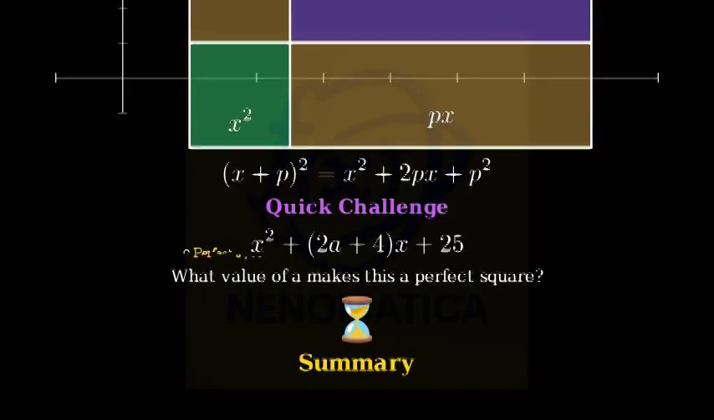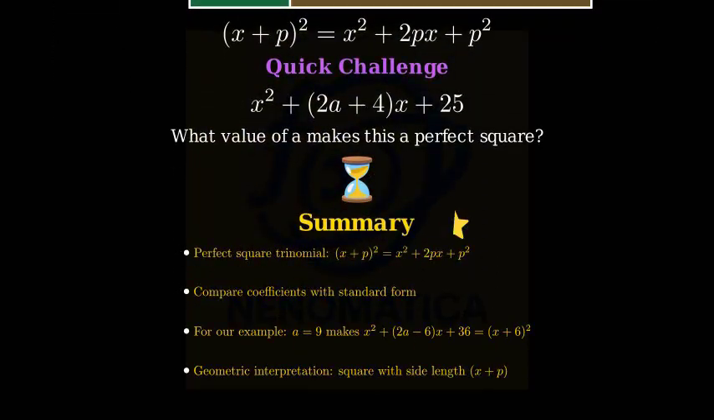Let's summarize what we've learned. A perfect square trinomial has the form (x plus p) squared, which expands to x squared plus 2px plus p squared. To find the value of a parameter that makes an expression a perfect square, we compare the coefficients with the standard form and solve for the unknown. In our example, we found that a equals 9 makes the expression x squared plus (2a minus 6) times x plus 36 a perfect square trinomial, specifically (x plus 6) squared.